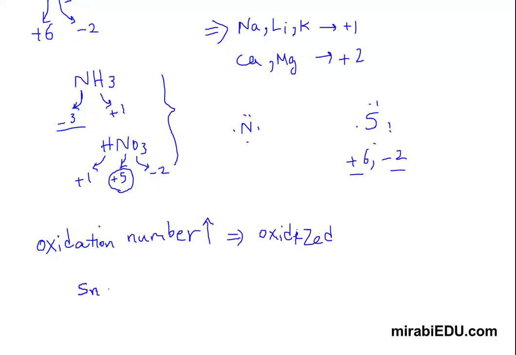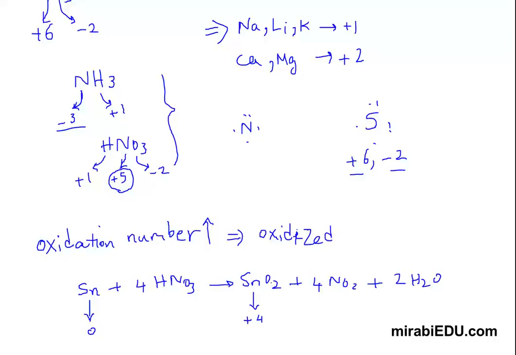For example, let's think of this reaction: tin plus nitric acid gives tin oxide plus 4NO2 plus 2 molecules of water. In here, let's think of the oxidation number. This is not a compound, so oxidation number is 0, and tin in here, oxidation number will be +4 because each oxygen gets -2, so it must be +4. So in here, tin is oxidized.